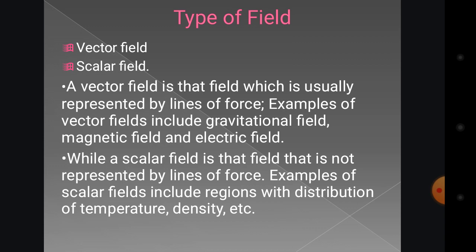While a scalar field is that field that is not represented by line of force. You see, a scalar field does not have those lines. Examples of scalar fields include a region with a distribution of temperature. A temperature does not have a line of force. Or a density also does not have a line of force. So this is about the types of field, the scalar field and the vector field, and examples of them.